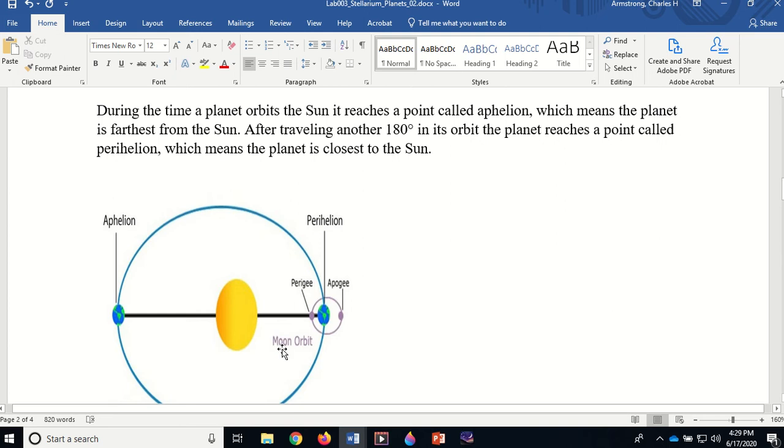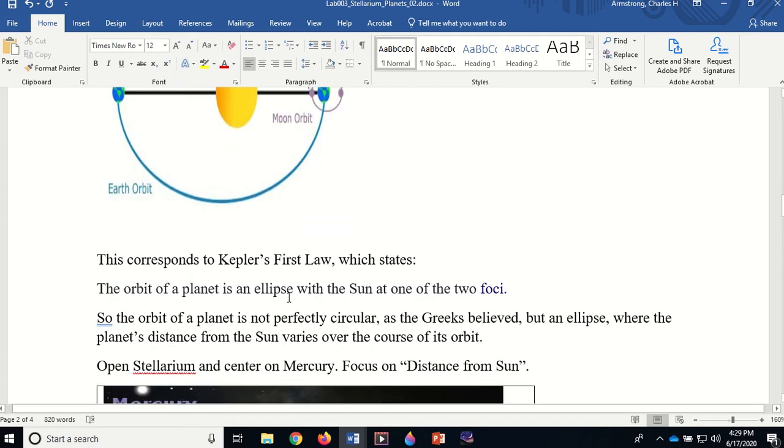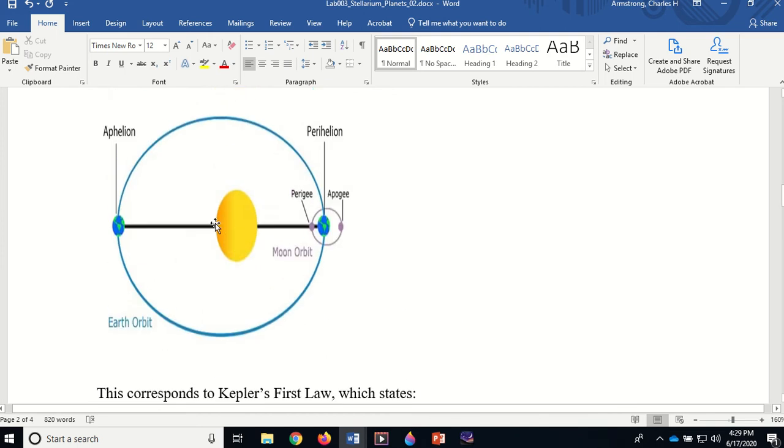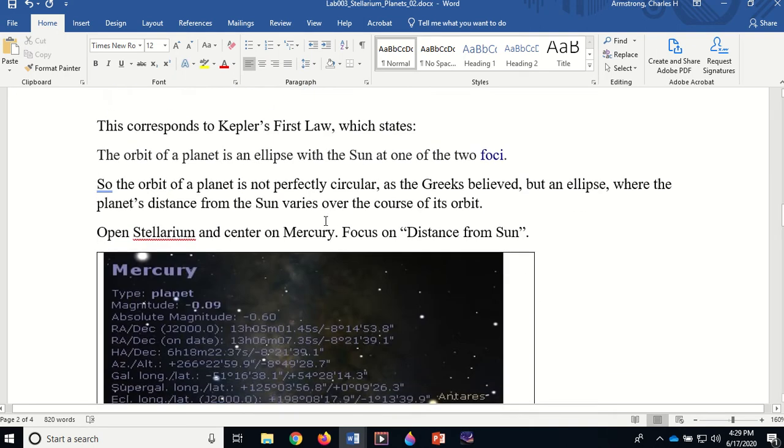Kepler's first law: the orbit of the planet is an ellipse with the sun at one focus. That means that the orbit is not perfectly circular as the Greeks believed, but an ellipse, where the planet's distance from the sun varies over the course of its orbit. Now, it's pretty consistent. Whatever the aphelion is one time around, it's going to be pretty close to the same aphelion the second time around, and so on. Same for the perihelion. So that's the orbit of the planet.